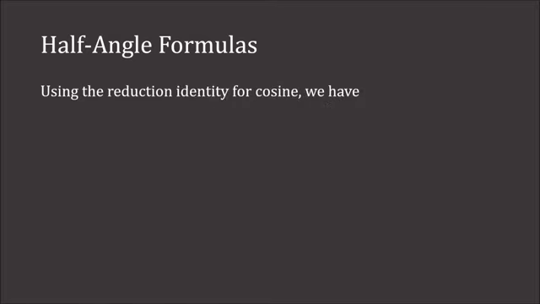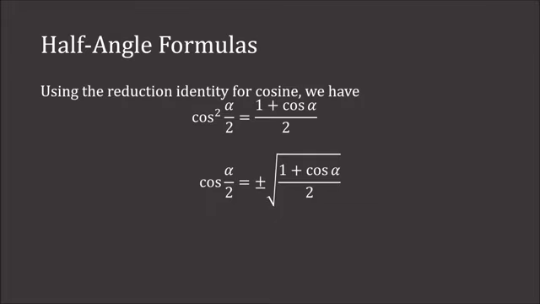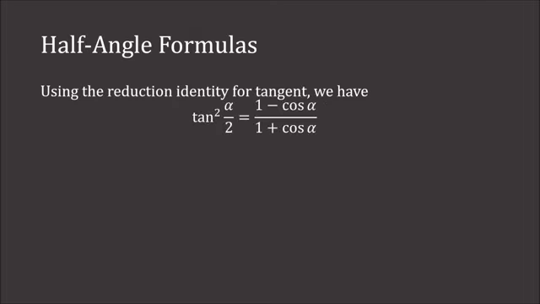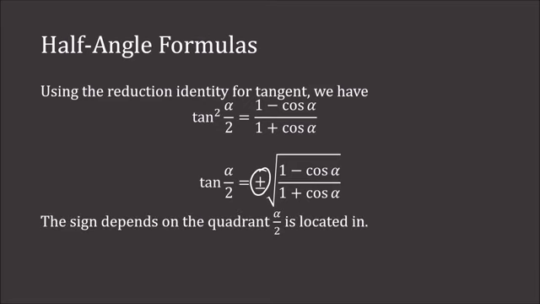Likewise, if we use the reduction identity for cosine, then cosine squared of alpha over 2 would be 1 plus cosine of alpha all over 2, which means that cosine of alpha over 2 is plus or minus the square root of 1 plus cosine of alpha all over 2. And again, that plus or minus will depend on the quadrant that alpha over 2 is located in. And finally, for tangent, tangent squared of alpha over 2 is 1 minus cosine of alpha over 1 plus cosine of alpha, which means that the tangent of alpha over 2 is plus or minus the square root of 1 minus cosine alpha all over 1 plus cosine alpha. And again, that sign will be dependent on the quadrant that alpha over 2 is located in.